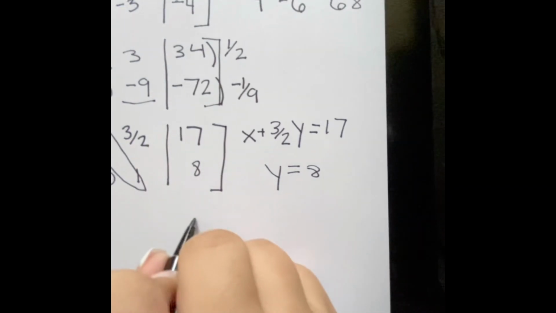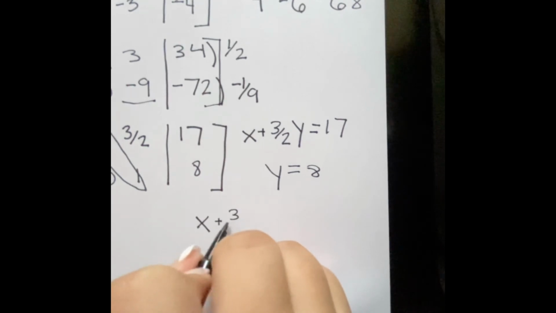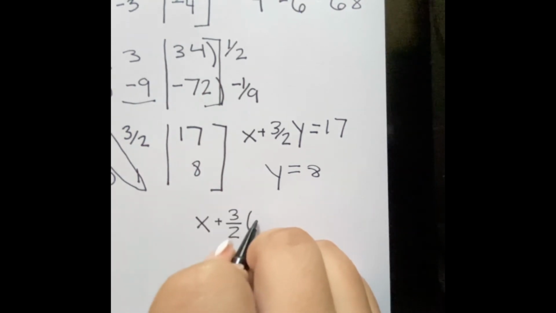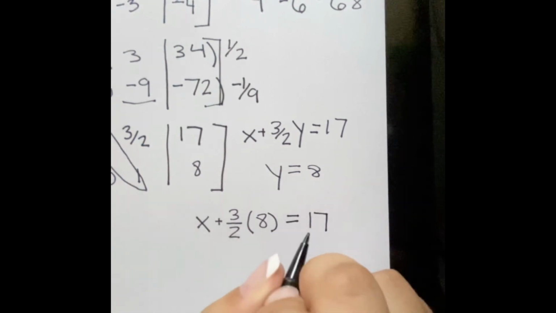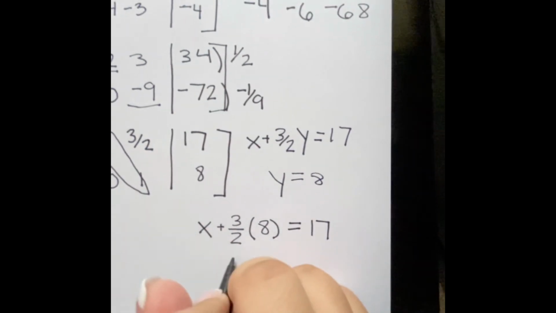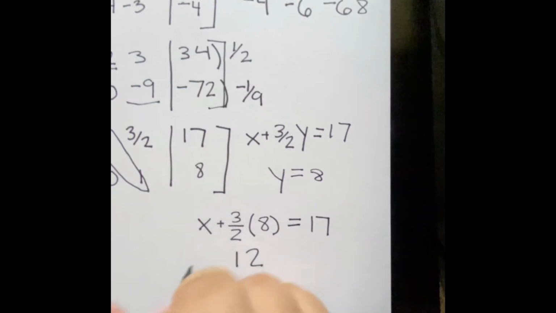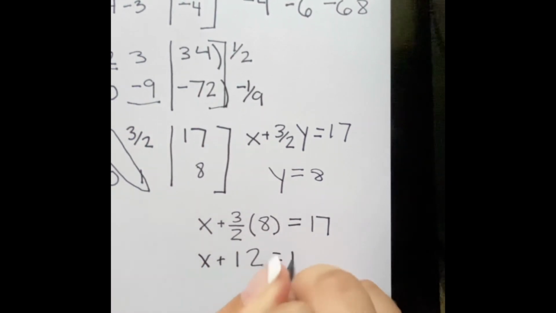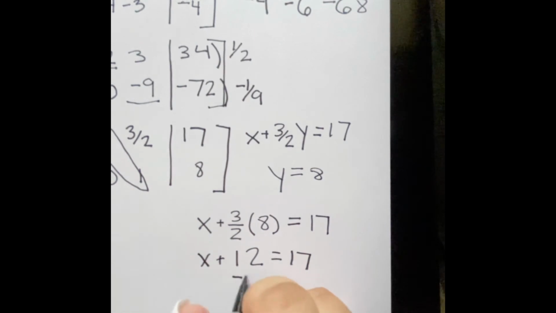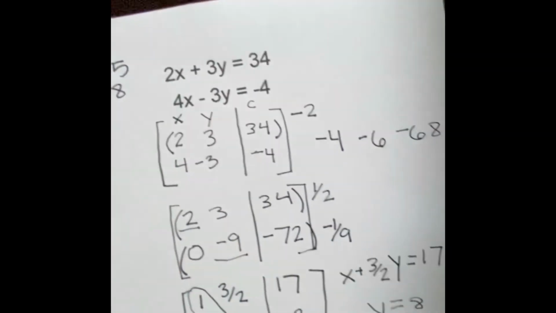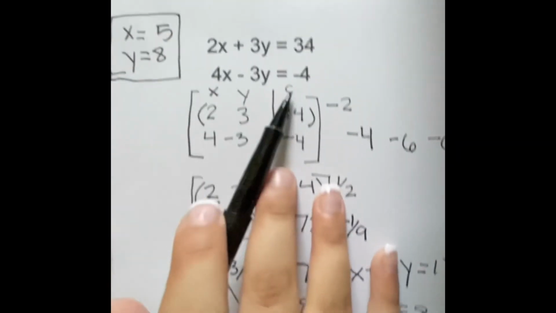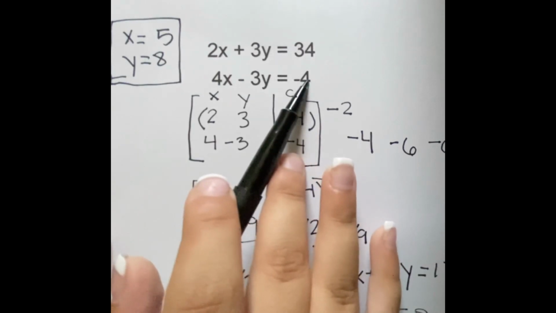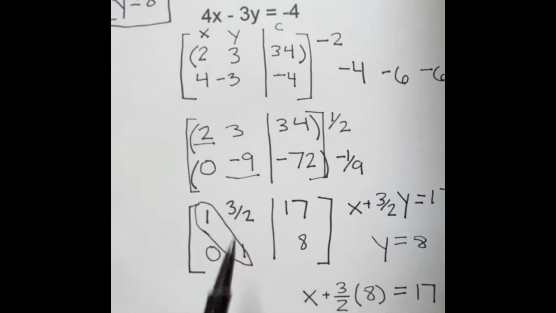So that'll get us x plus 3 divided by 2 times 8 equals 17. 8 times 3 over 2 is going to get us 12. So we'll have x plus 12 equals 17. Then we just subtract 12 to get that x equals 5. And there's your answer. x equals 5 and y equals 8 is your solution to these two equations. And you found this using Gaussian elimination.